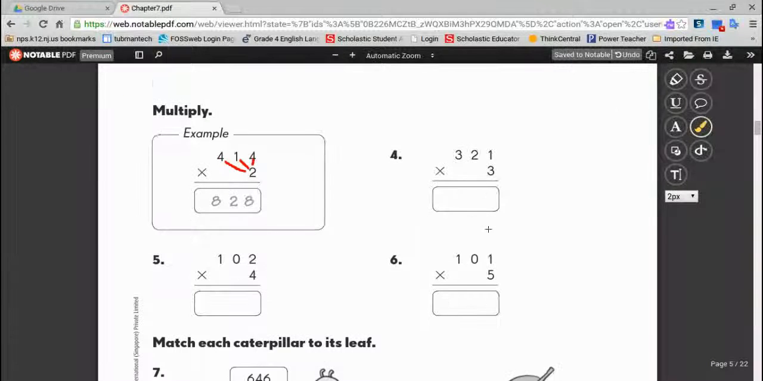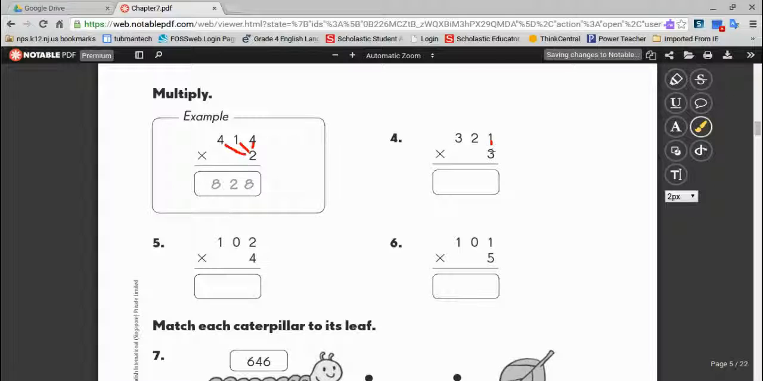So let's do number 4 together. Multiply my ones. 1 times 3 is 3. Then my tens. 2 tens times 3. Okay, 2 times 3 is 6. 6 tens. So over here, 6. And multiply my hundreds. 300 times 3. So 300 times 3, or 3 times 3, is 9. And that's in the hundreds, so it's 9 hundreds. So our final answer is 963.